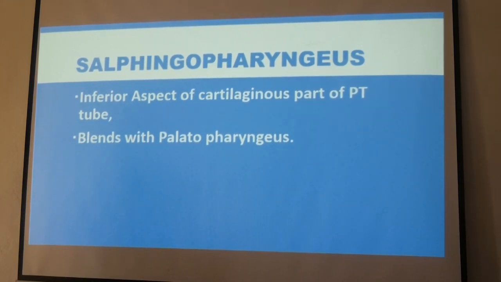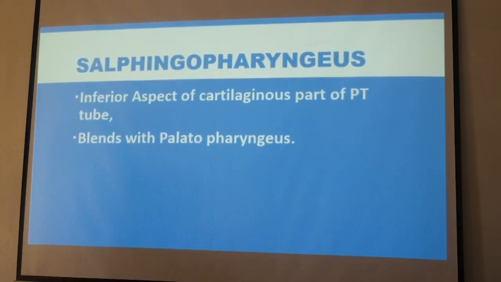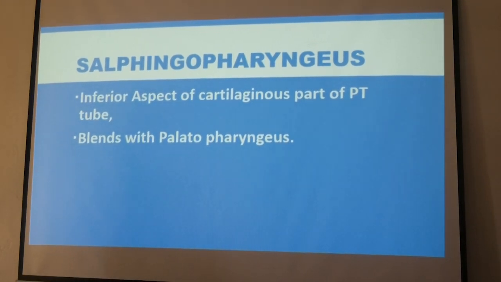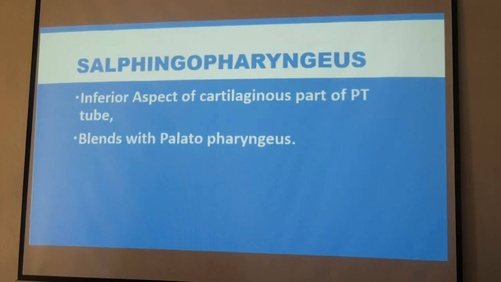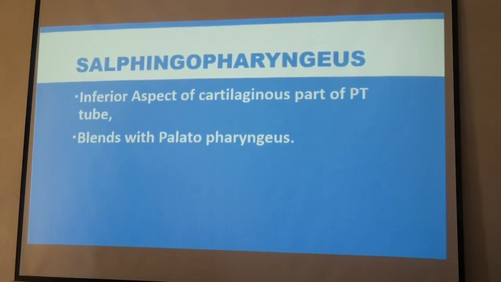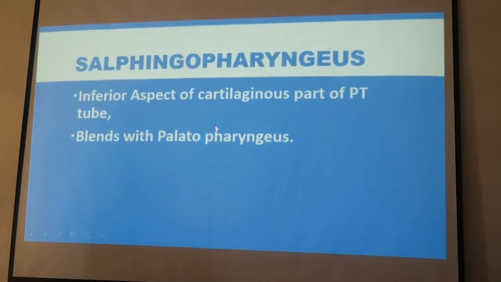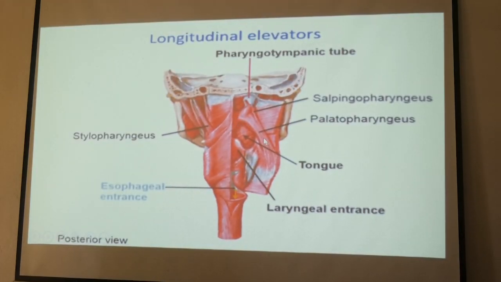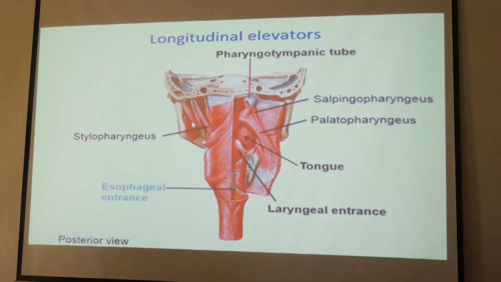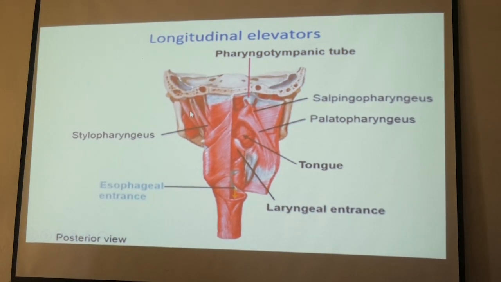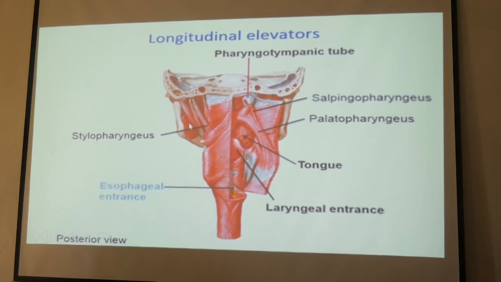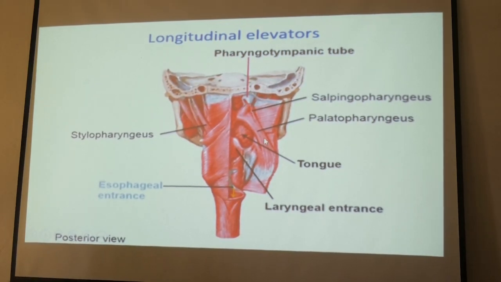In the middle ear, beside the tympanic membrane, you have 3 ear bones that will be bony, and posteriorly it is fully bony: the semicircular canals and the cochlea. So the salpingopharyngeus blends with the palatopharyngeus. In a cut section, there will be 2 longitudinal muscles, stylopharyngeus and palatopharyngeus, and additionally the salpingopharyngeus.